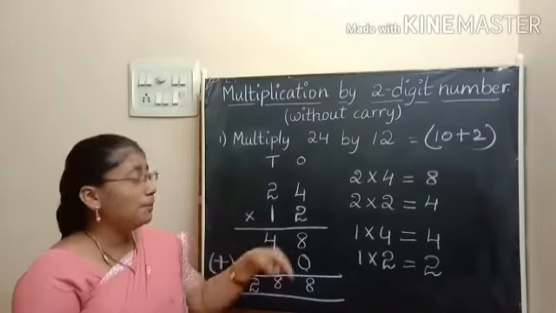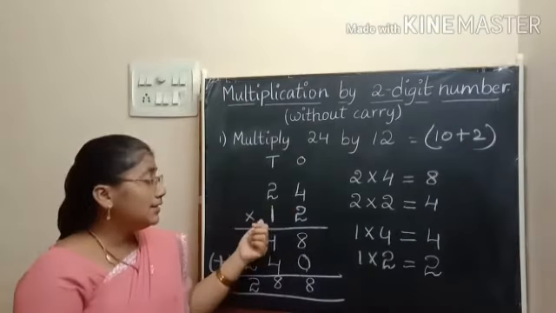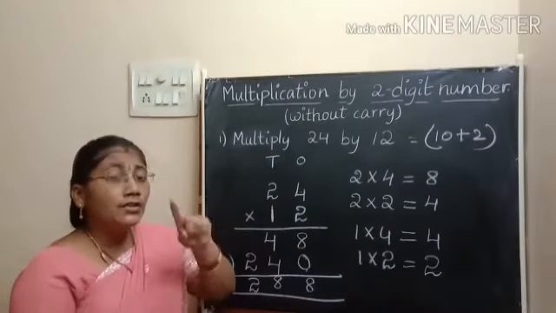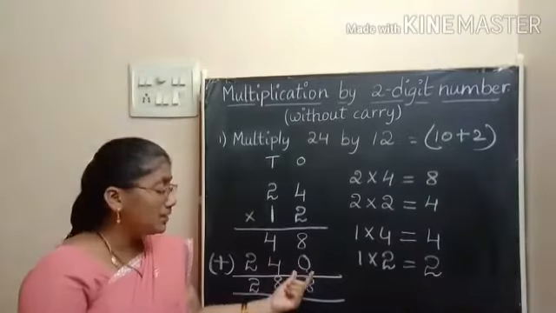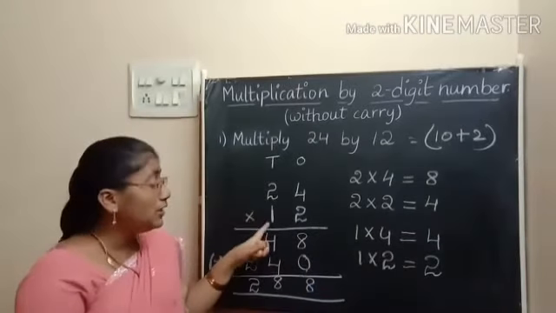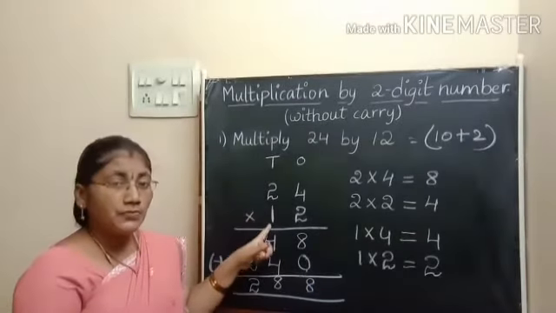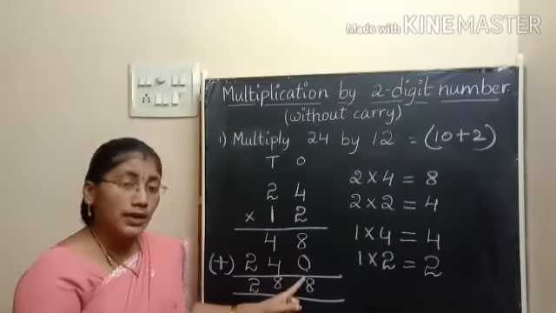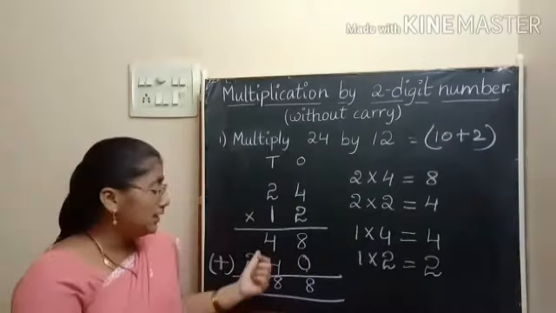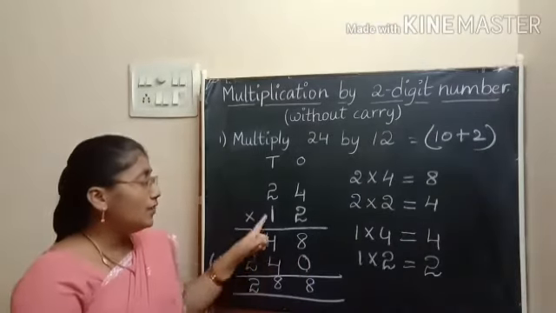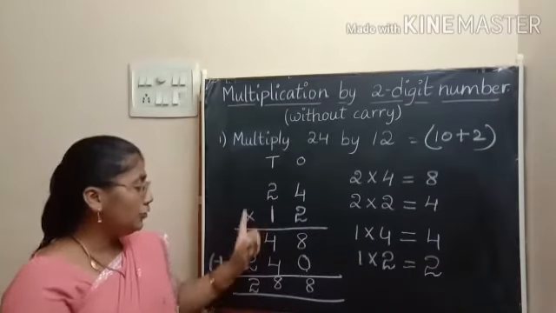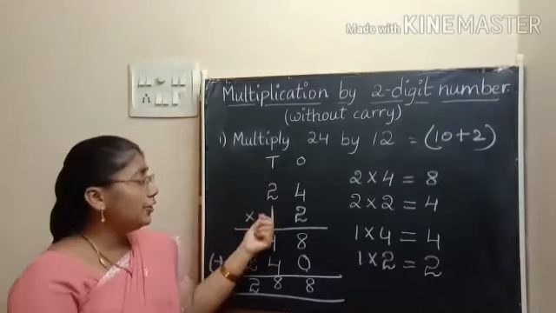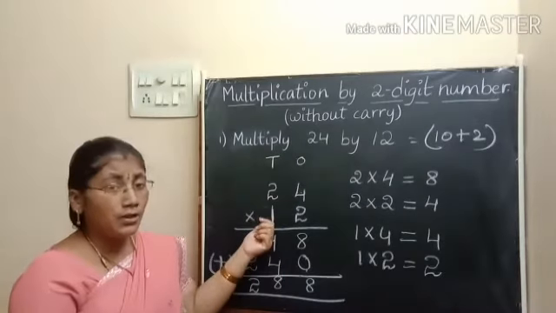Next we should multiply the multiplicand and the digit in tens place, that is 1. Before that, we should write 0 in ones place because we are multiplying with the digit in tens place. Then only we write their results. Understood? 1 into 4, 4. 1 into 2, 2. So the second line belongs to 24 into 10.